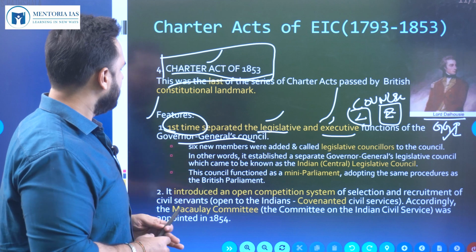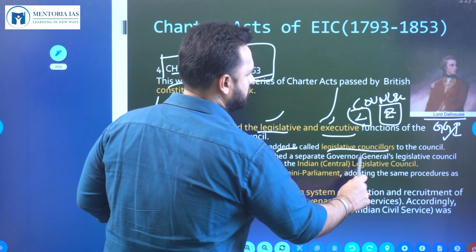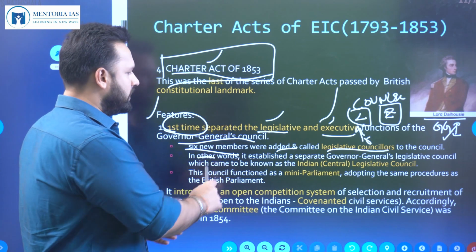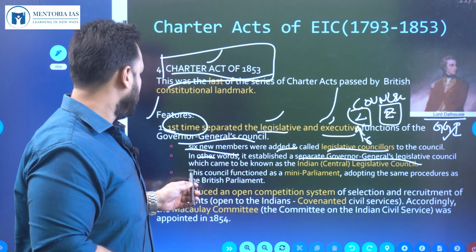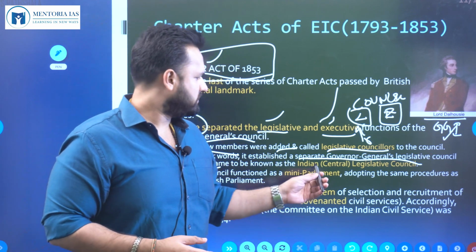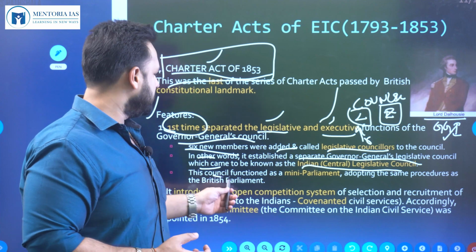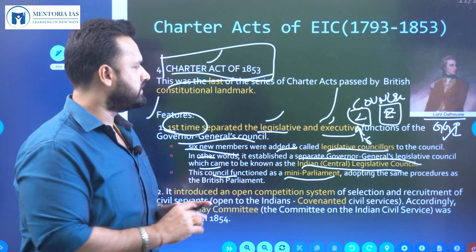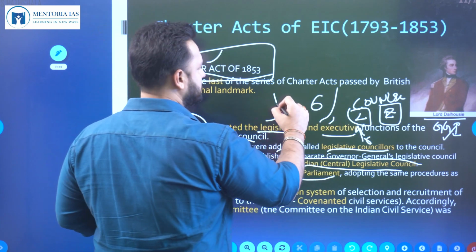Okay, and then it said 6 new members were added to the legislative council. To this council, 6 new members were added. In other words, it established a separate Governor General Legislative Council. And this came to be known as the Indian Central Legislative Council. This council functioned as a mini parliament.